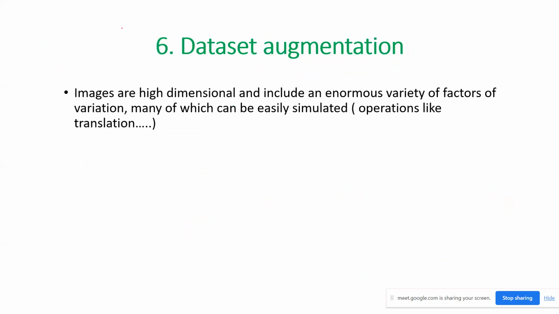Images are high dimensional and include an enormous variety of factors and variations. Many of these are easily simulated by operations like translations. That means the reason we use data augmentation in object detection, particularly in image classification, object detection, or image processing, is that this image data is high dimensional. High dimensional data means it has a large number of features.